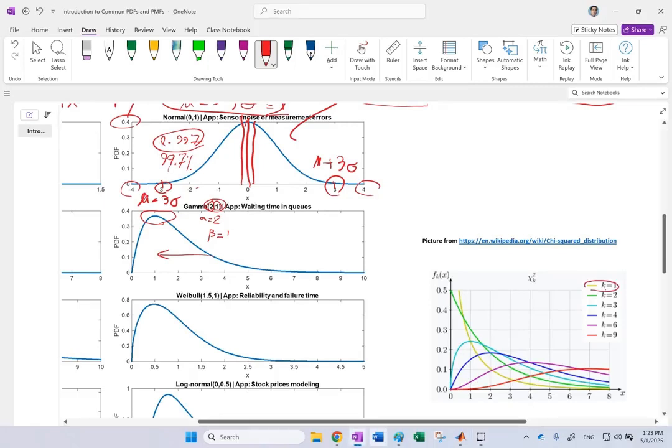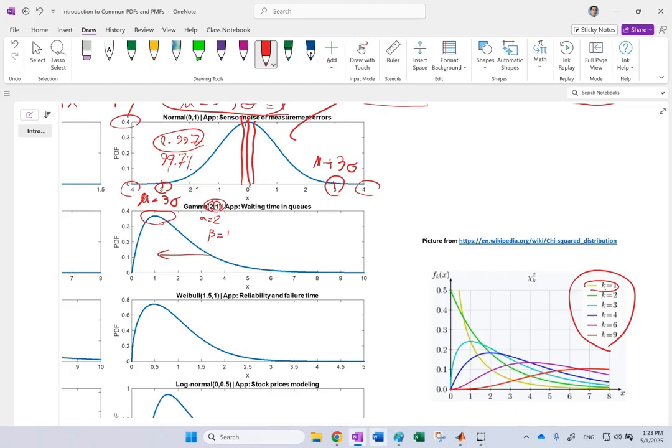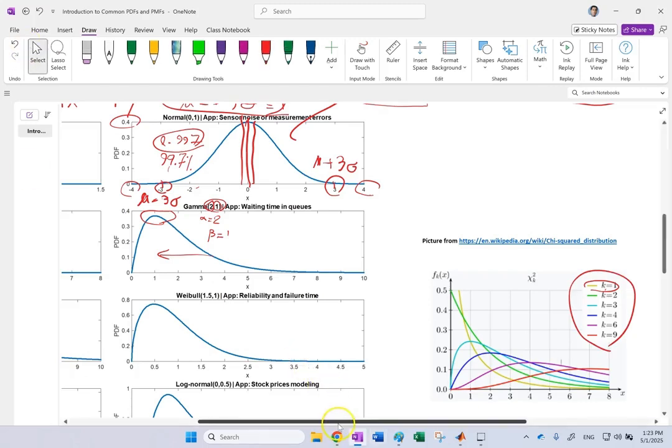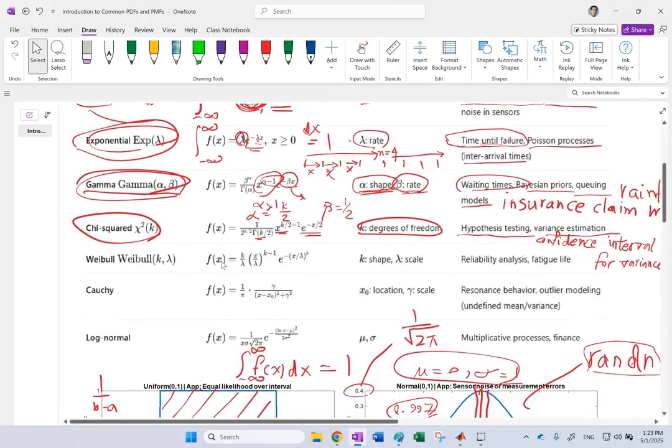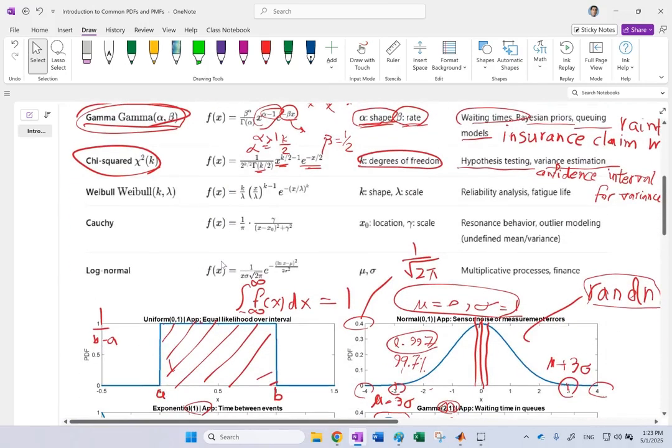And by the way, before we move on, these are different shapes of the chi-square distribution for different k values. So you see for k of 1, it's just a direct drop. For k of 2, again, a direct drop, but slower. And then after some k, you see now it is going up and then going down, okay? So this is the effect of k on the chi-square distribution.